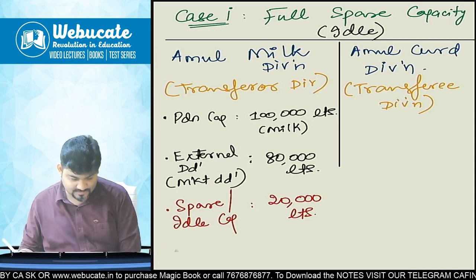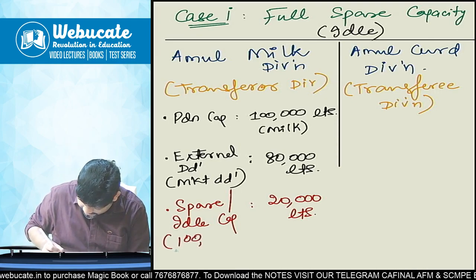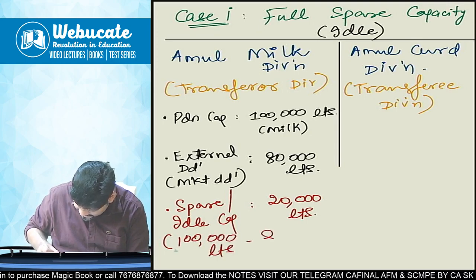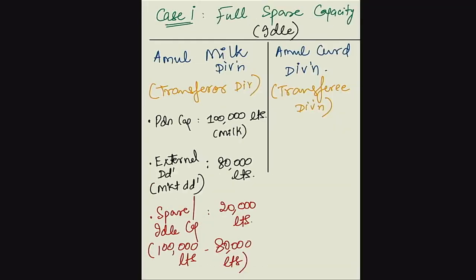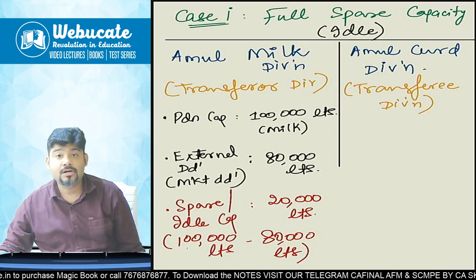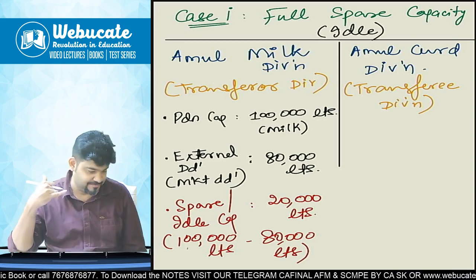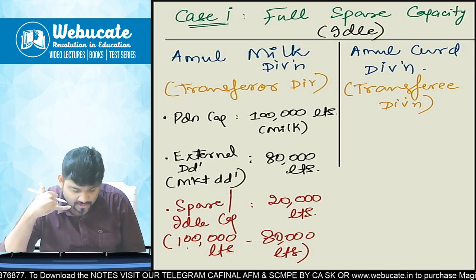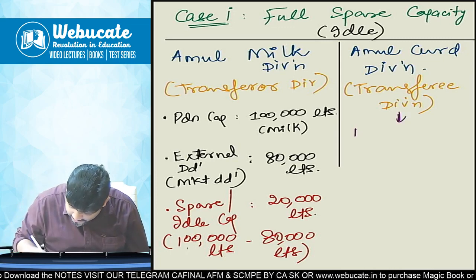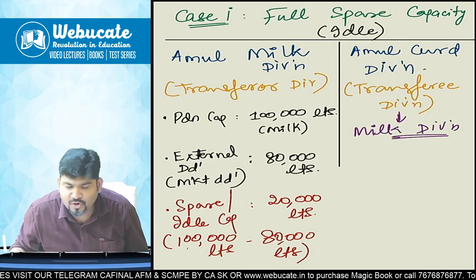Okay. Now, how did we get this 20,000? We had a capacity of 1 lakh liters, of which 80,000 liters are to be sold in the market. Now, this is the scenario, and the Amul curd division calls the milk division and says, hey, milk division, I need 20,000 liters of milk for making curd in my division.